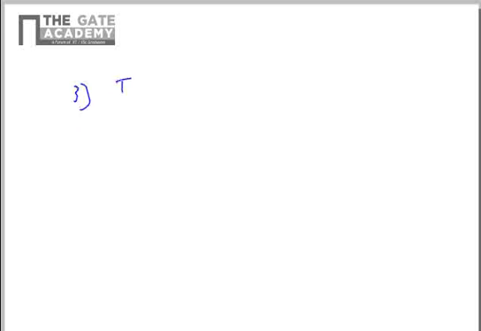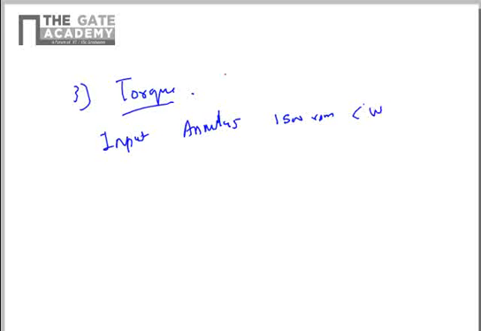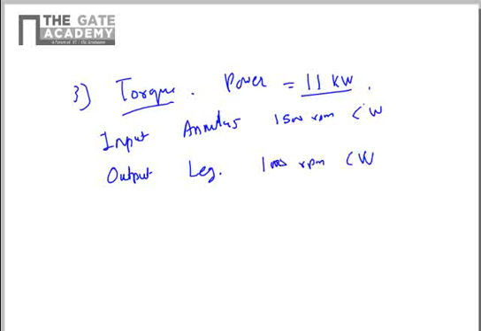The third part of the problem is to find the torque on the input and output shaft. The input shaft is the annulus. It is rotating at 1500 rpm clockwise, and the power transmitted to the system is 11 kilowatt. This is considered constant. There is no loss in the system, and the output is the leg in the present case, rotating at 1000 rpm clockwise, as on our left solution.